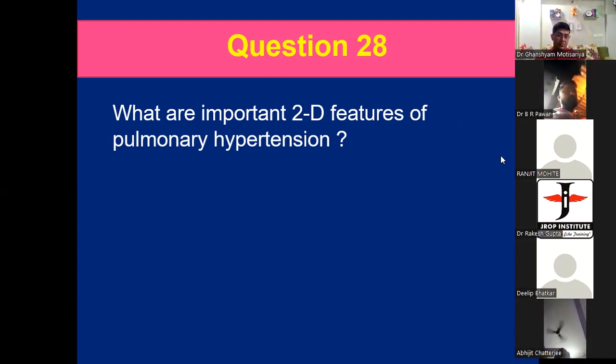The RV would be bigger than the LV in the parasternal short axis view. The interventricular septum would be flattened. If RV systolic pressure is more than LV systolic pressure, it will be bulging towards the LV during systole. And in ASD, where there is volume overload, there will not be a bulge during systole. Yes, that's how we differentiate.